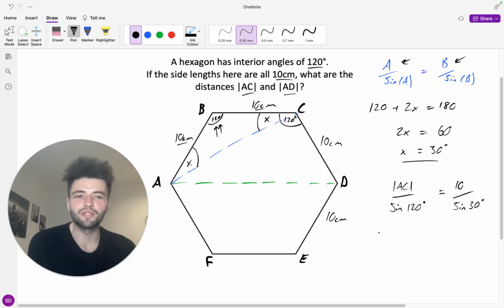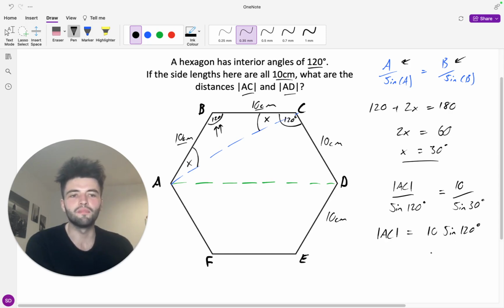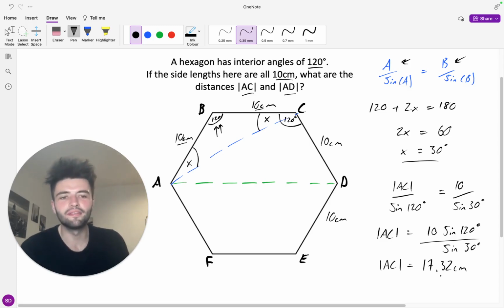Because we can see straight away that we can just multiply across here in our equation by sine 120. So we get AC is equal to 10 sine 120 degrees, and that is going to be divided by sine 30 degrees. So we can now work that out. And by just plugging that in, we're going to get that the length of the side AC is going to be 17.32 centimeters.